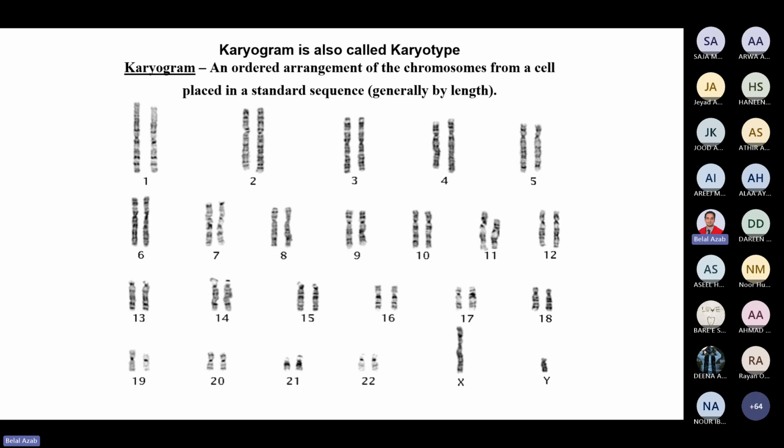So for example, if you look at chromosome 19, you would see that chromosome 19 is light in color, not dark. The reason is that chromosome 19 is rich with genes. There are so many genes packed in this small chromosome.